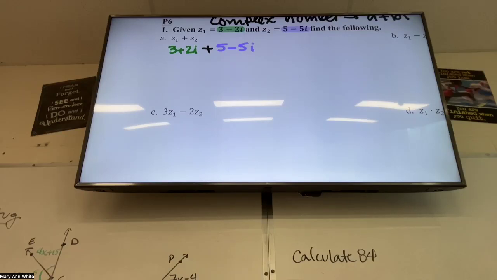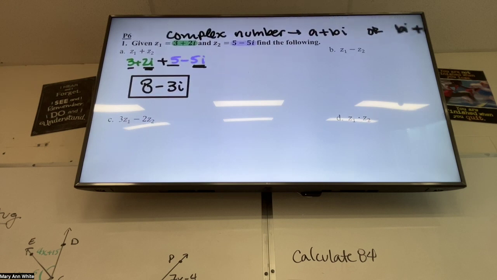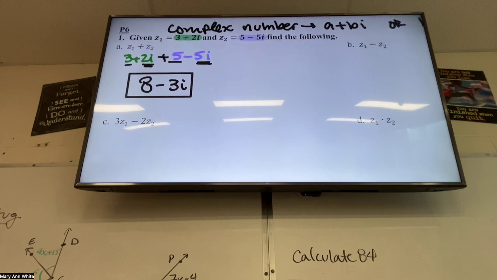What am I allowed to do with those? Combine like terms. The numbers with the i's are like terms. The numbers without the i's are like terms. So 3 plus 5 is 8. 2i minus 5i is negative 3i. Awesome. Similar idea for the next one.